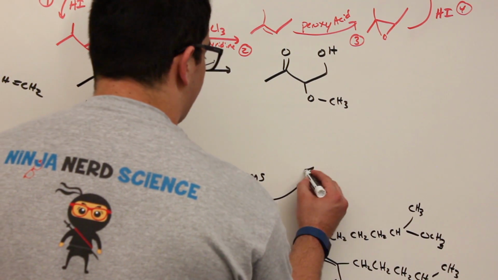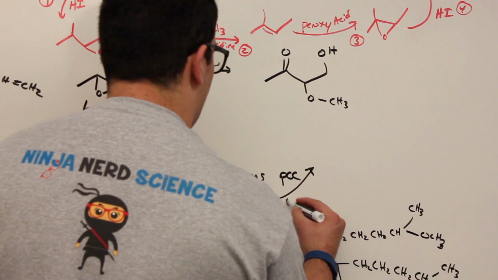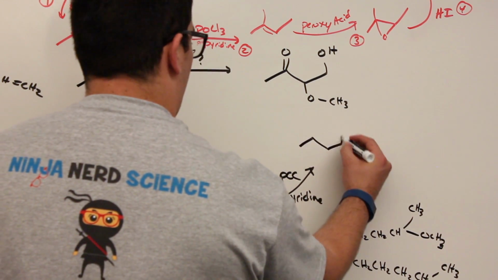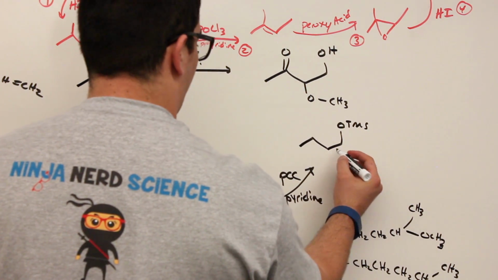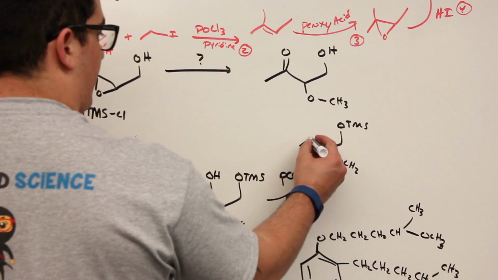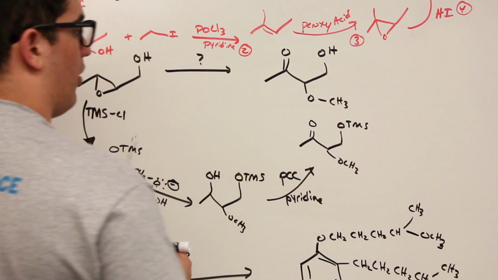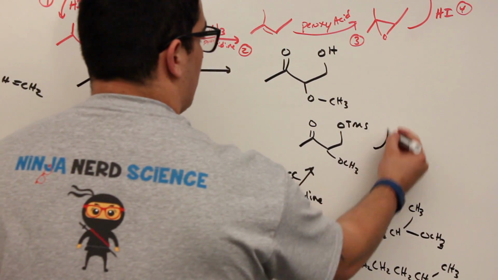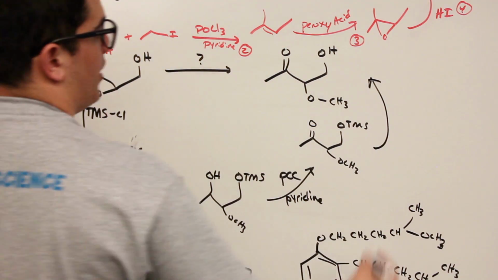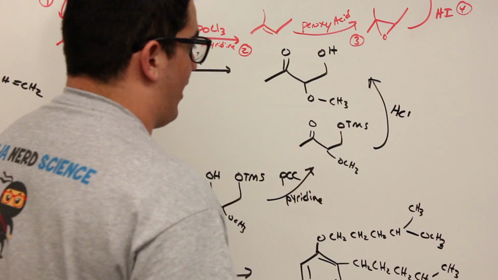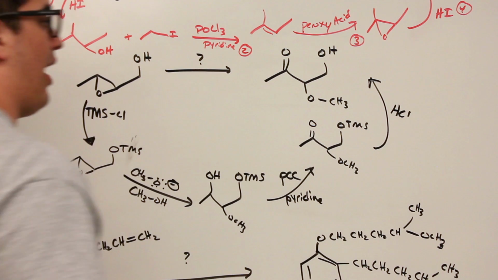Pyridinium chlorochromate, PCC, and pyridine. And then what does that give me? It puts the OTMS still there, still protected, and then we still have that ether group over there, and then we have our ketone. And then what am I going to do now? Now I'm just going to get rid of the TMS. All I'm going to do is put it in some hydrochloric acid, and I'm going to remove that OTMS group and convert it back into an alcohol.